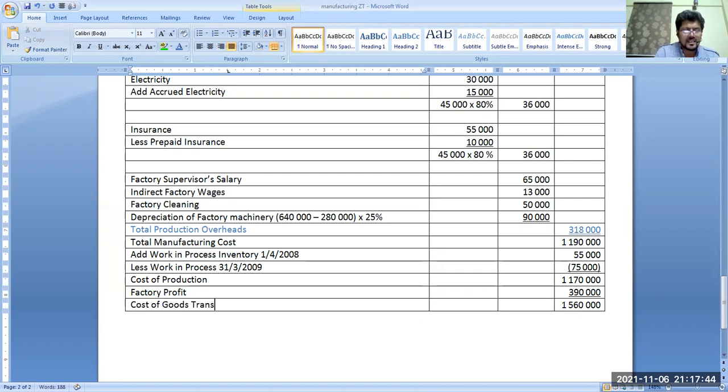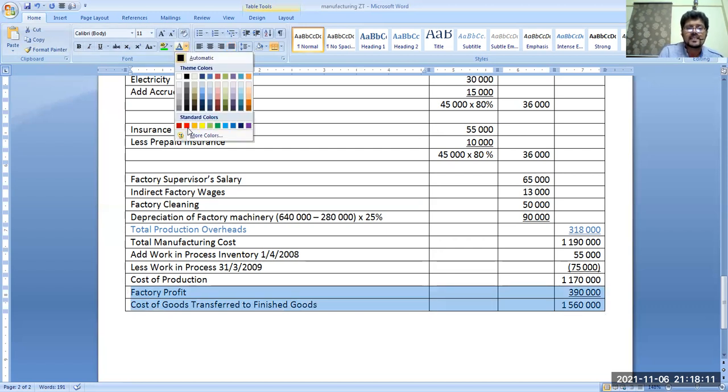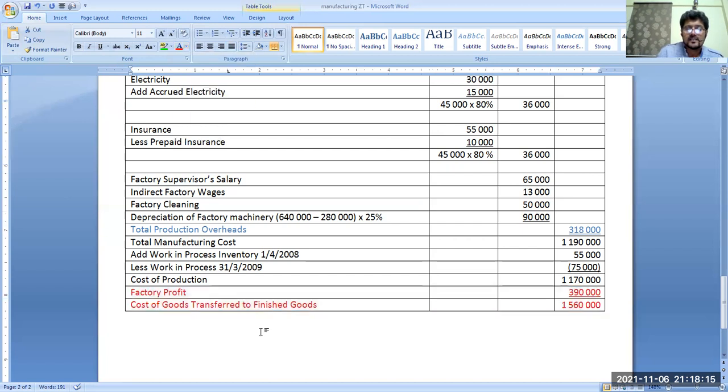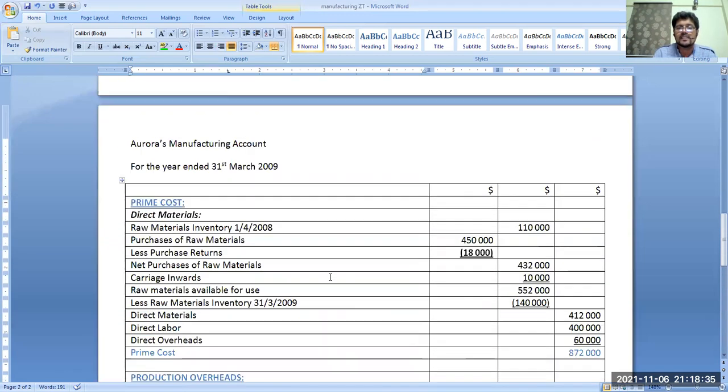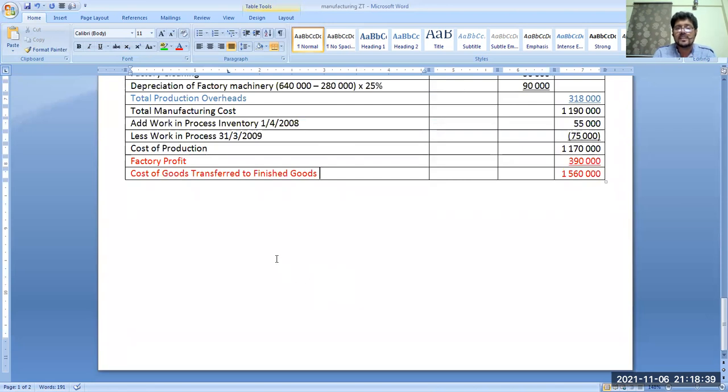Okay. So cost of goods transferred to finished goods is 1,560,000 for A levels. This part, factory profit, is only done for basically A levels. Okay, not for O levels. Cost of goods transferred to finished goods, 1,560,000. This step is particularly for A levels, not for O levels. Okay, this is how we make a manufacturing account. I think this manufacturing account would be helpful for you. Getting my point clear?